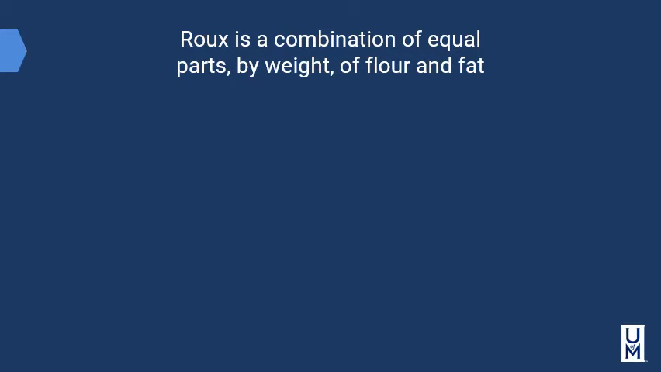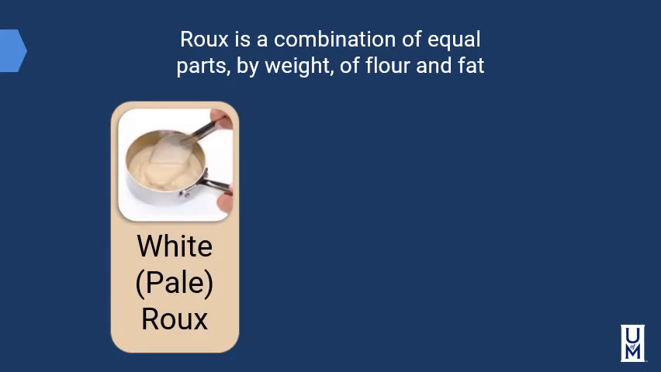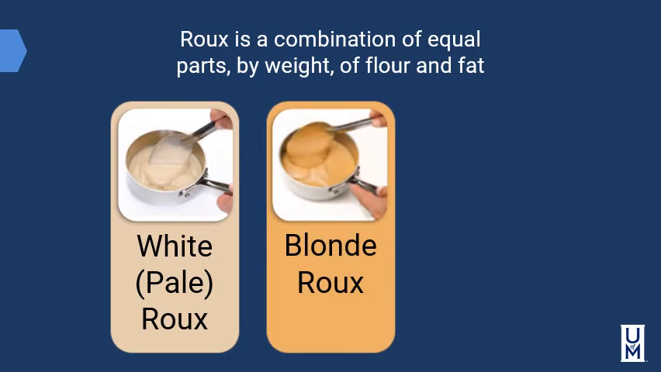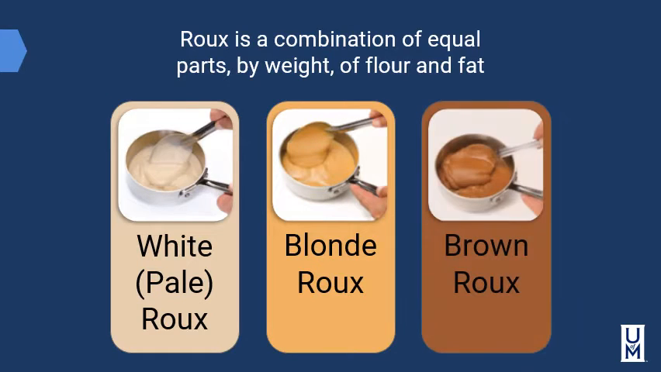A roux is a combination of equal parts by weight, flour, and fat. A white roux is only cooked briefly, used in white sauces such as Béchamel or in dishes where little or no color is desired. A blonde roux is cooked slightly longer to take on a little more color, used in ivory-colored sauces and should begin to take on a little color themselves. A brown roux is cooked until it develops a darker color and a nutty aroma, and it's used in brown sauces.